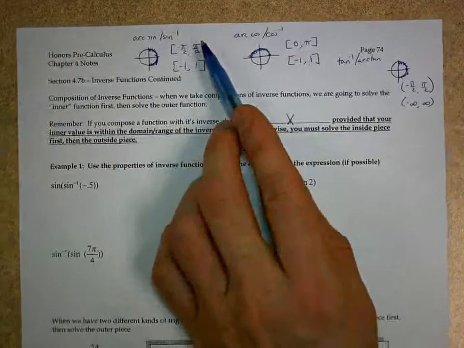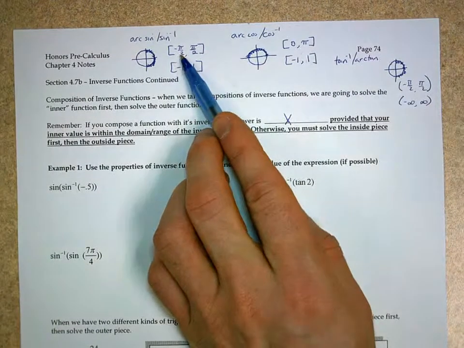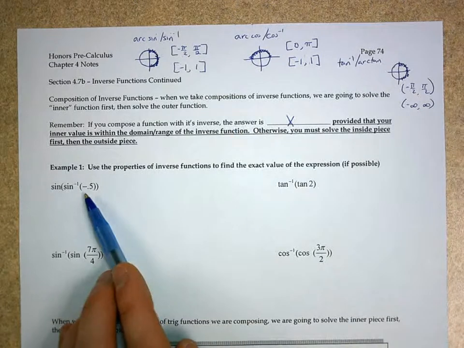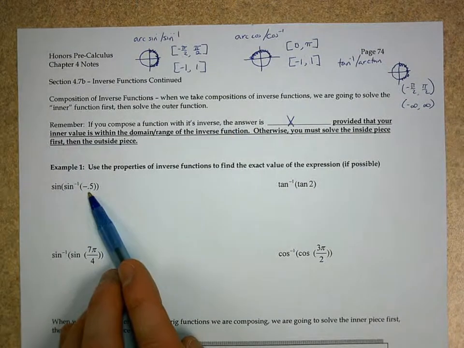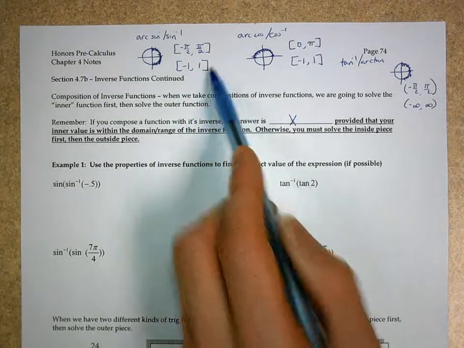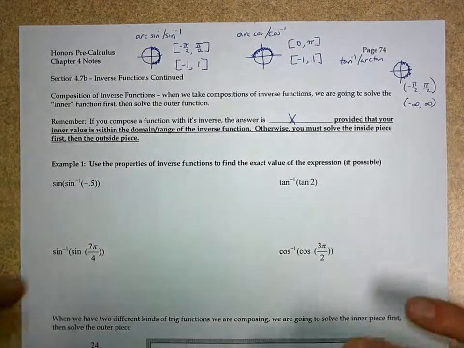So I look up here, and I've got my two options as negative pi over 2 to pi over 2 or negative 1 to 1. And does negative 0.5 fall in between that measurement? And the answer is yes. From negative 1 to 1, negative 0.5 appears in between there.